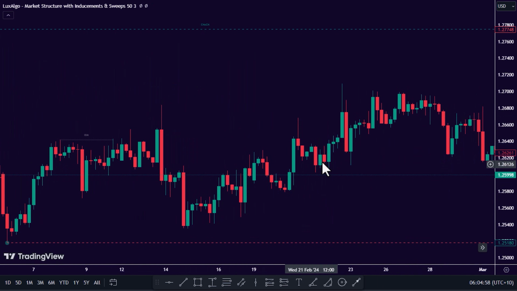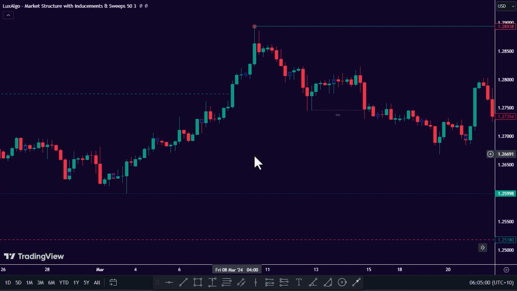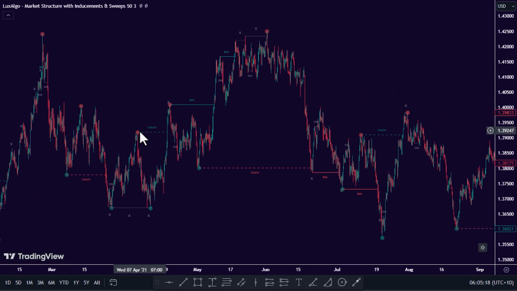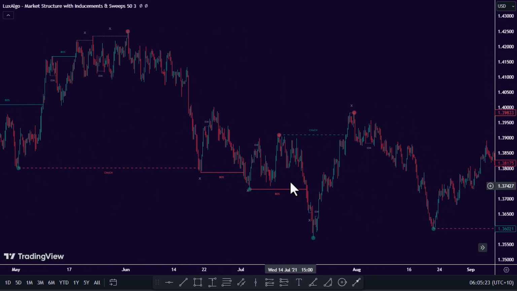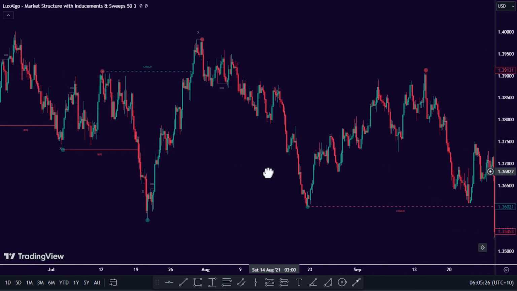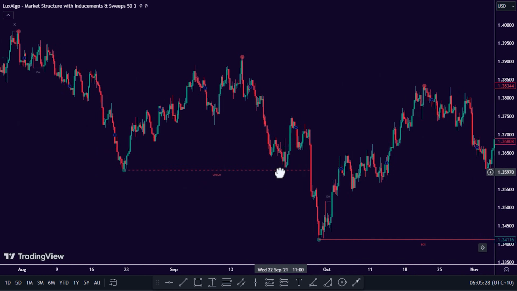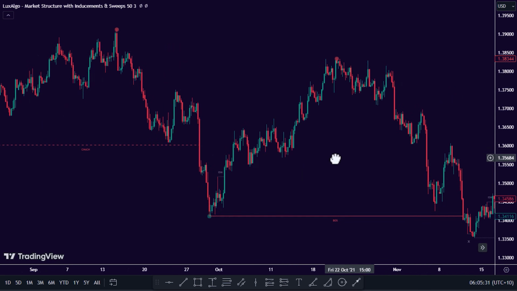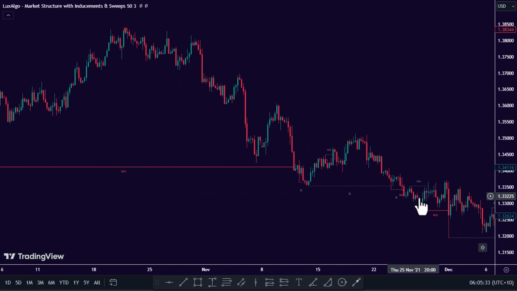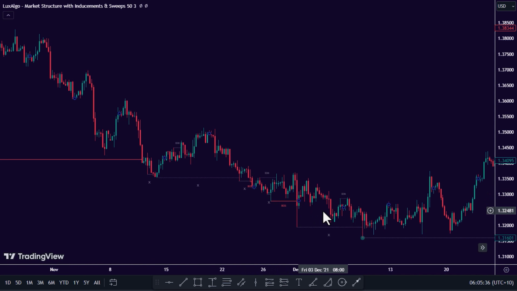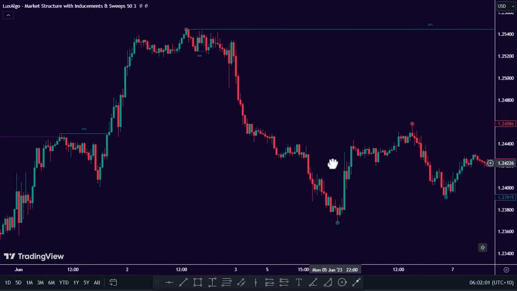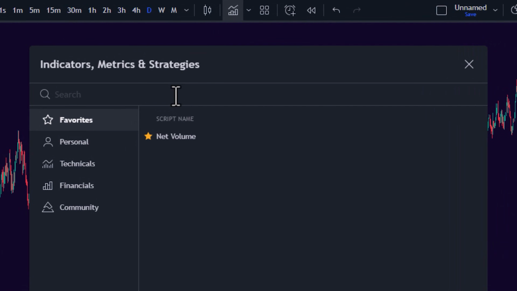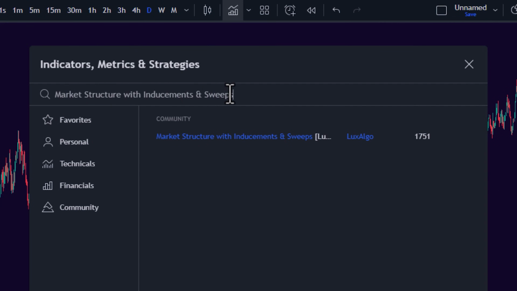Compared to traditional market structure scripts that include change of character, CHOCH, and break of structures, BOS, this script also includes the detection of inducements, IDM, and sweeps, which are major components of determining other structures labeled on the chart. SMC and price action traders have historically considered this a more accurate representation of market structure by including these components. Now, to find the indicator, search for the keyword market structure with inducements and sweeps indicator by LuxAlgo.